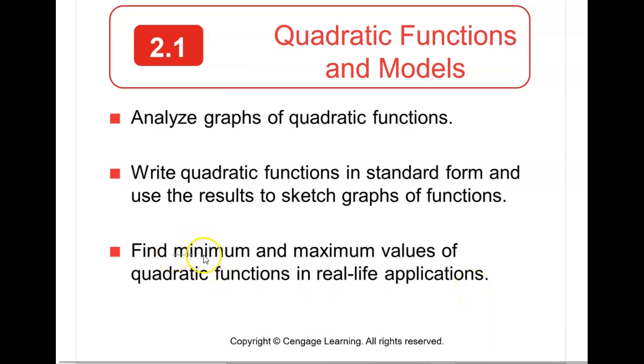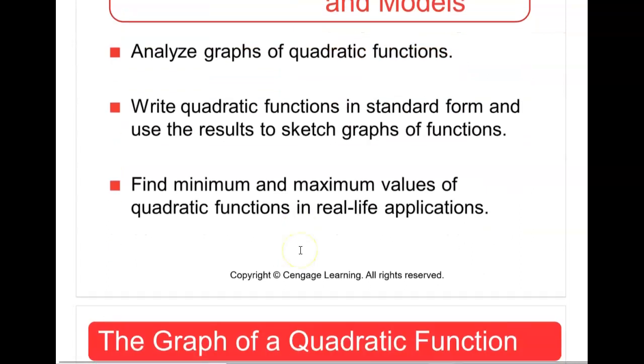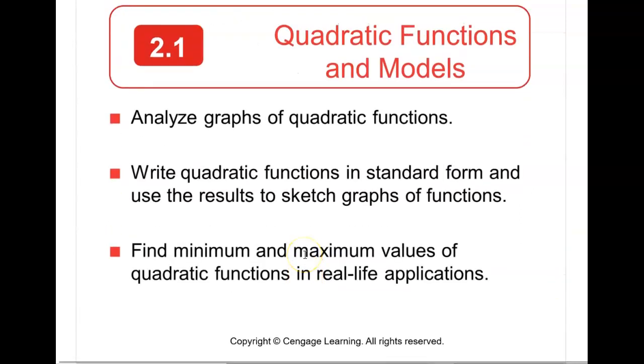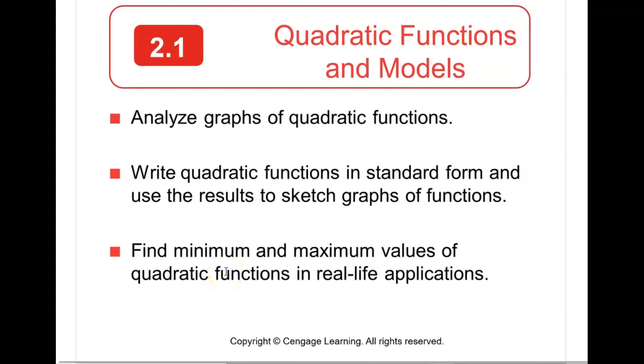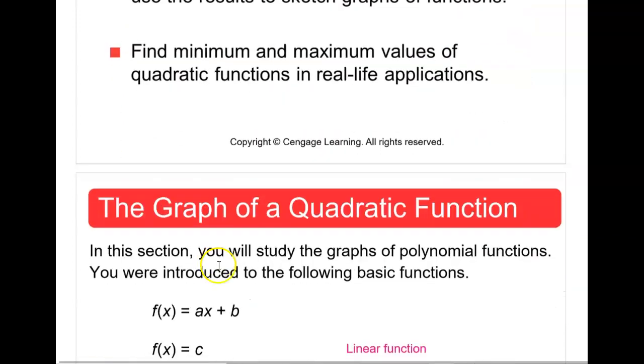And these two words will come from the vertex. Okay, so this is the first section of chapter 2. We are going to have from 2.1 to 2.5 is about polynomials. The quadratic function is considered to be a polynomial of degree 2. And then in section 2.6, we will look into rational functions.